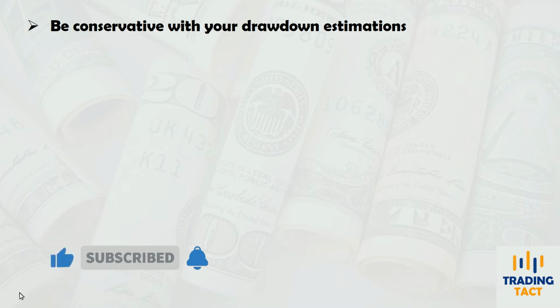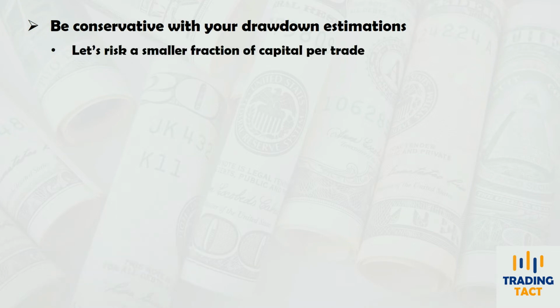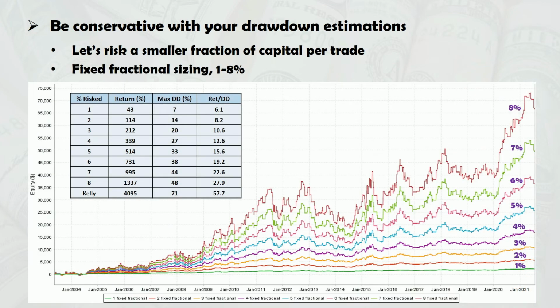To make the strategy tradable, I'll need to lower the strategy's drawdown by risking a smaller fraction of capital per trade. I varied the fraction of account risked from 1 to 8%, as shown. If I were to trade this strategy in isolation, I wouldn't risk more than 4% per trade, which produces a 27% maximum drawdown. At this risk level, the strategy still achieved a 9% annual return over 18 years. Nothing like the Kelly returns, but at least I won't lose sleep at night.